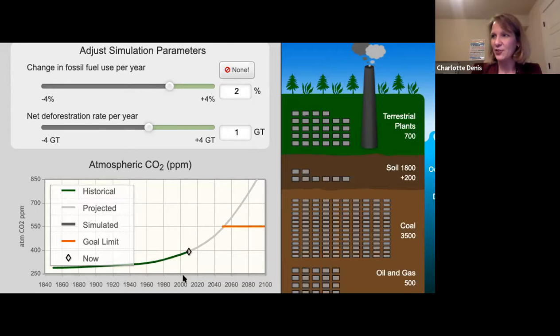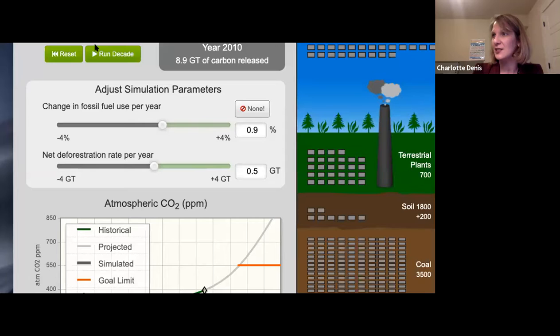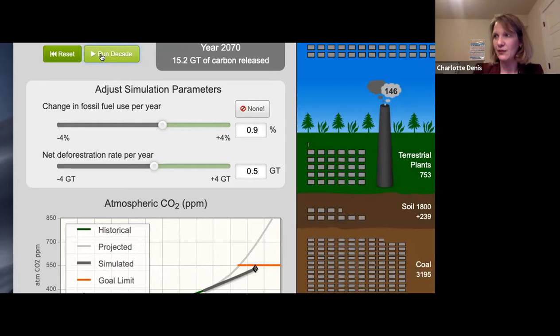And then in the second part of the activity, they have to try and figure out how to keep this curve underneath the goal limit. So they have to modify the fossil fuel usage annually or deforestation in order to make sure that the green line stays down. Sorry, you can't see this, they can actually click on run decade and it will actually move. And so they have to figure out how to keep that line underneath the goal limit.